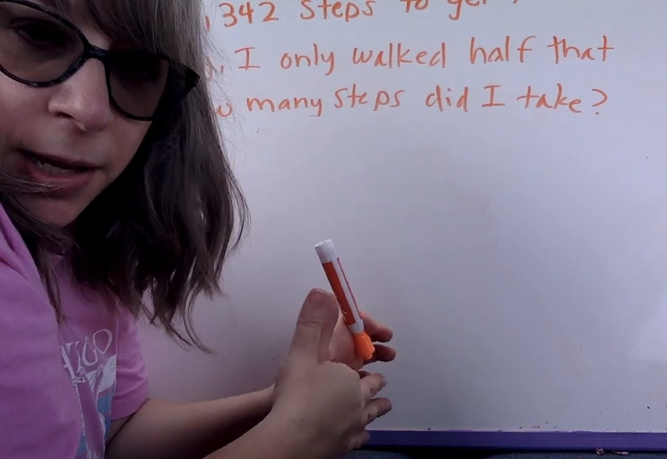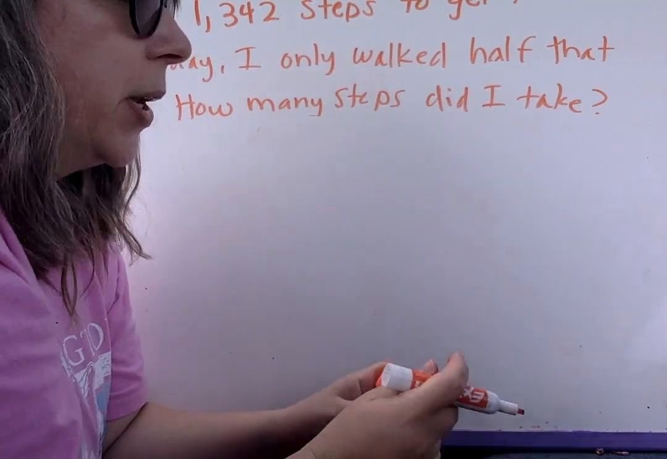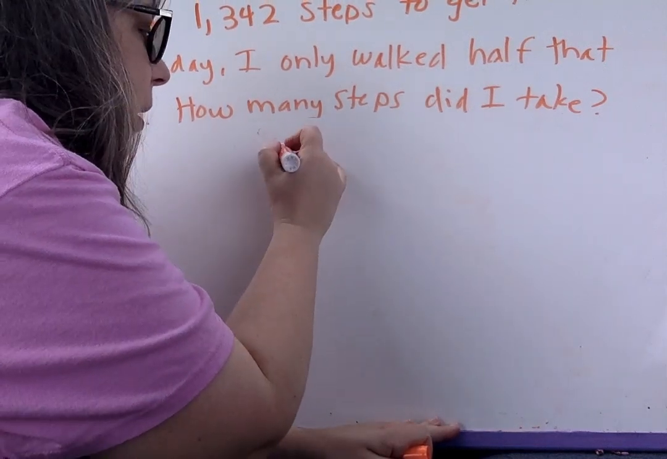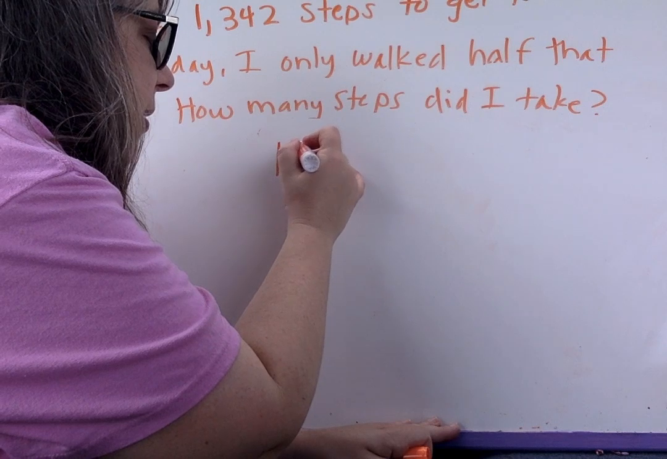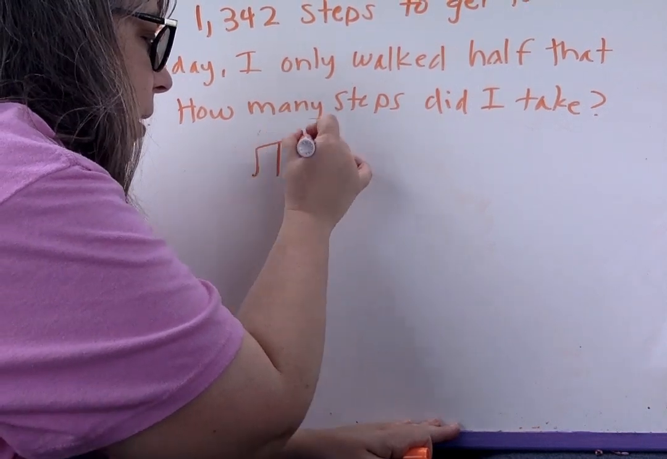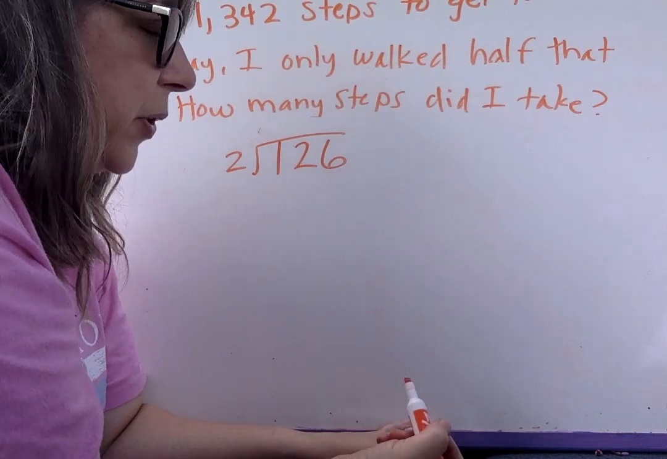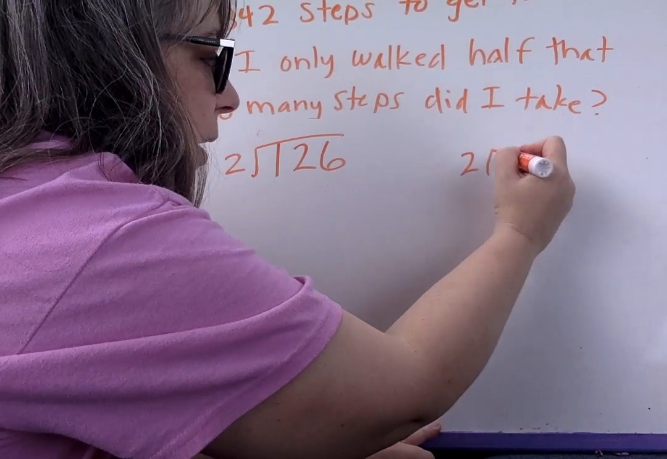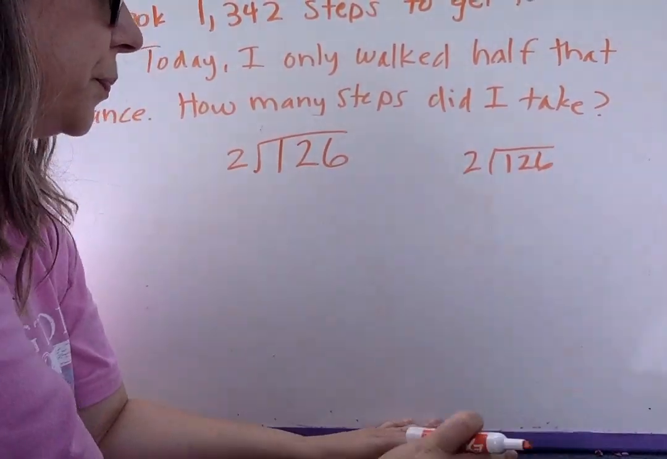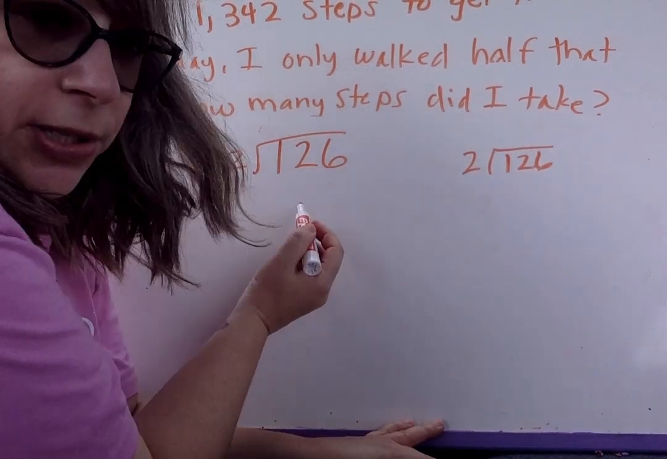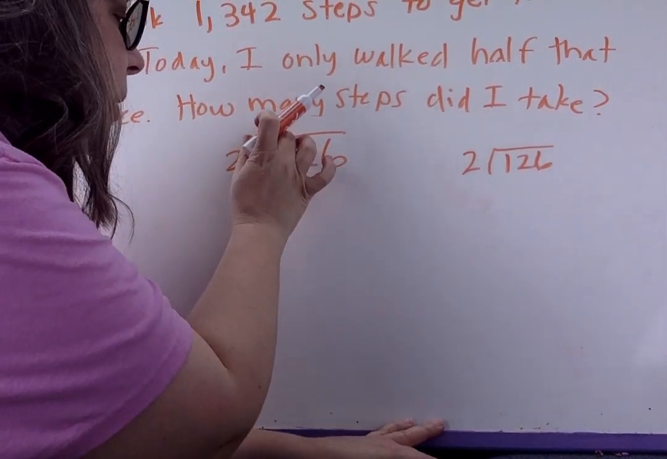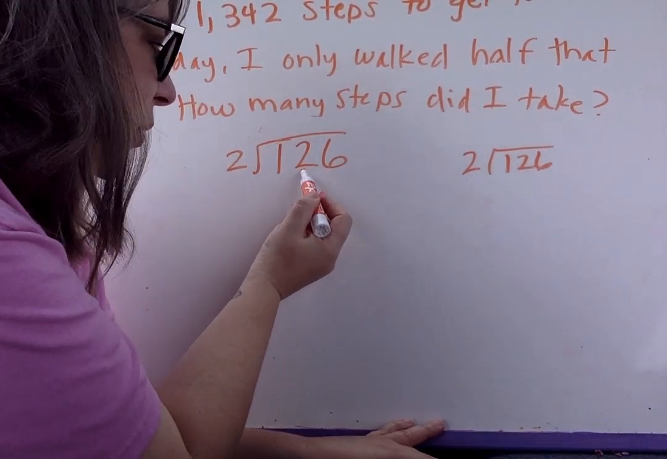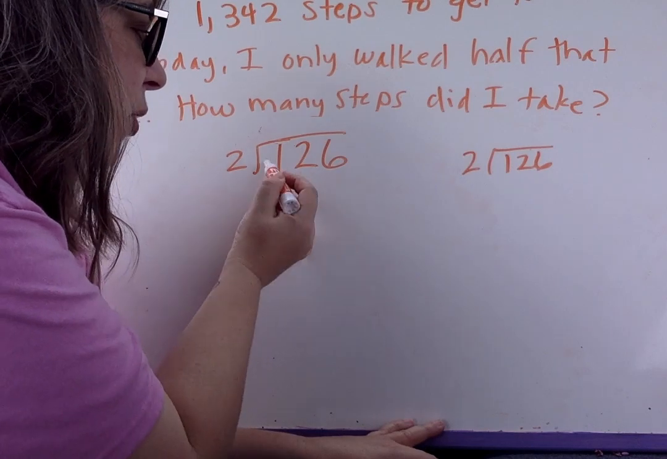And again, I'm just going to divide by 2. So we're going to say 126, okay, divided by 2. So we'll do it the old-fashioned way, and then we'll do it the partial quotient way. 126 divided by 2. So remember, if we do this the old-fashioned way, 2 cannot go into 1. So we have to move over to the 2. Can 2 go into 12?